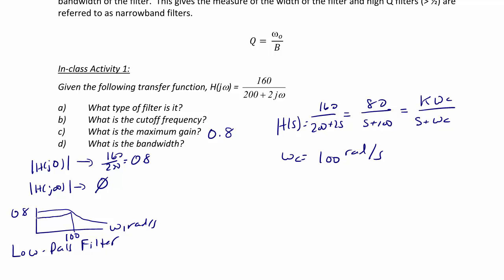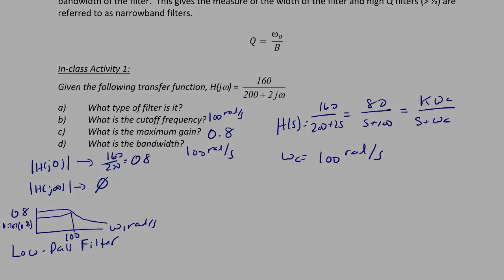And remember, that represents where the maximum gain drops by 1 over the square root of 2, or 0.707 times 0.8. Notice this is just absolute gains here. It's not decibels at this point. So we would have the cutoff frequency is 100 radians per second, and also the pass band or the bandwidth would be 100 radians per second.